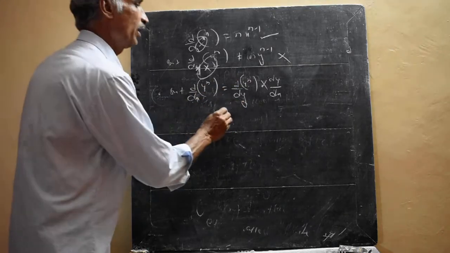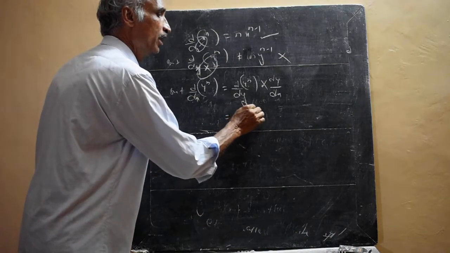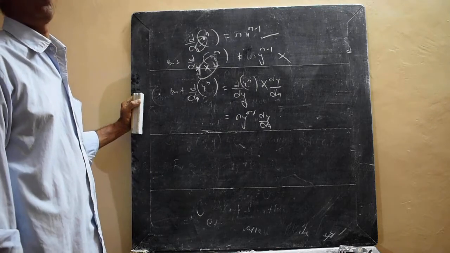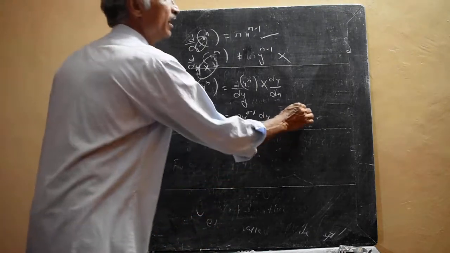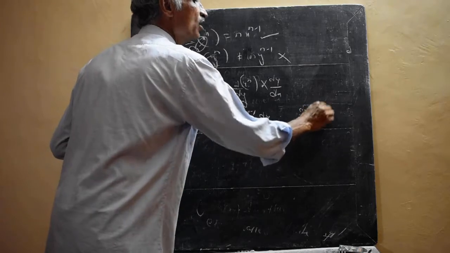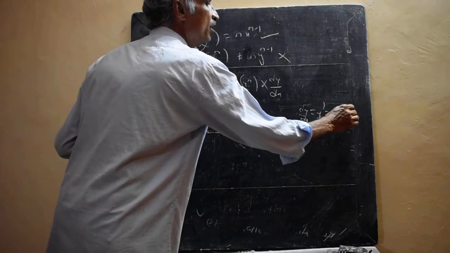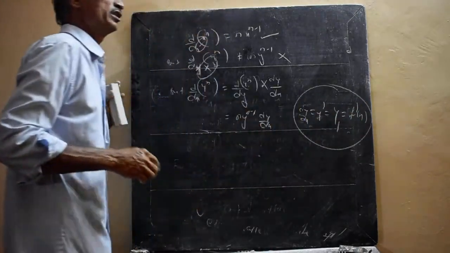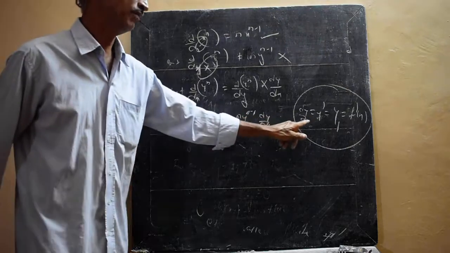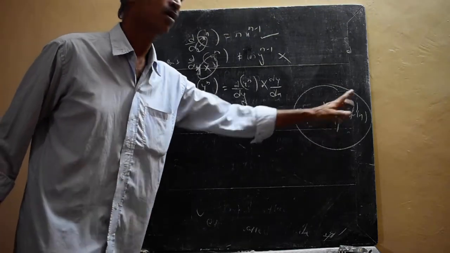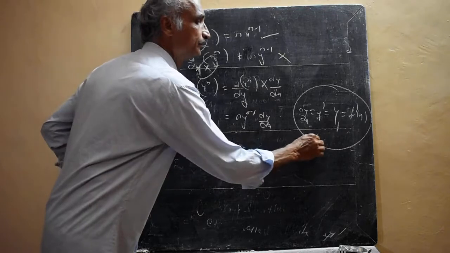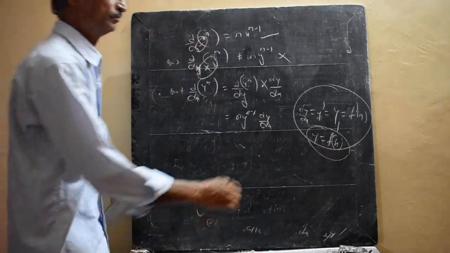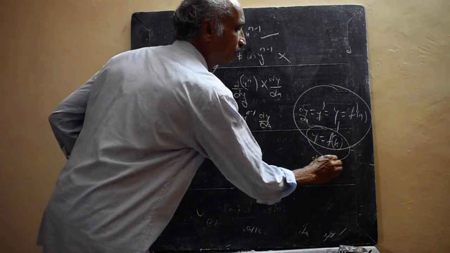What is the differentiation of y raised to n? n into y raised to n minus 1 into dy by dx. dy by dx can be taken as y dash, or y1, or f dash of x, one and the same. These symbols can be used interchangeably. In place of dy by dx, I can put y dash or y1, or if y equals f of x, I can call dy by dx as f dash of x.